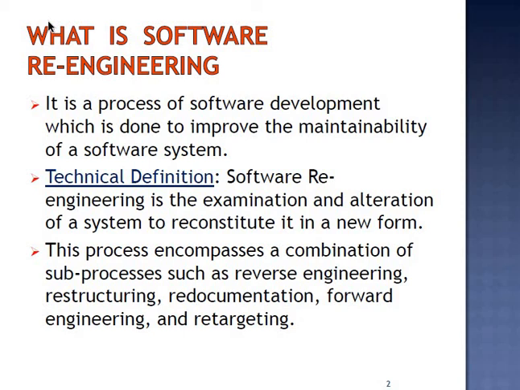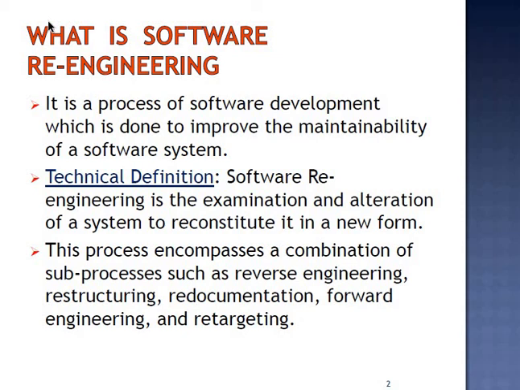So what does it mean again? Software re-engineering is the examination and the alteration of a system to reconstitute it in a new form. So we are analyzing the system, examining the system to regenerate a new system. The process encompasses a combination of sub-processes such as reverse engineering, restructuring, redocumentation, forward engineering and retargeting. So let's say we have already developed a software, but the particular website is developed in PHP, but we want to develop it in Python.